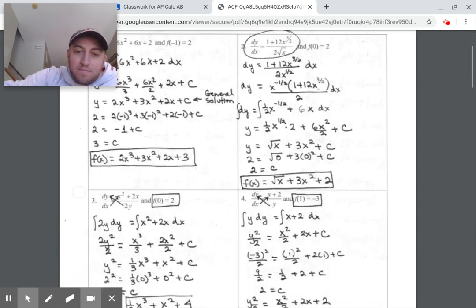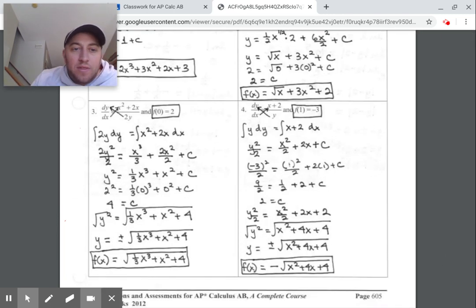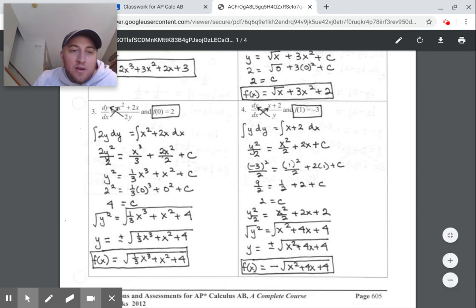Question number 3. This is the first one. It's a little bit different. We have dy over dx is equal to x squared plus 2x over 2y. So the first thing I would need to do in this one is separate my variables. So what we can do is just cross multiply and set them equal to each other. That's going to leave us with 2y dy is equal to x squared plus 2x times dx.